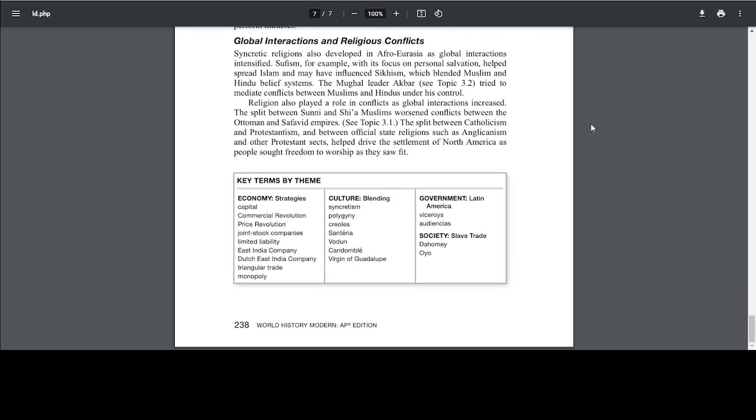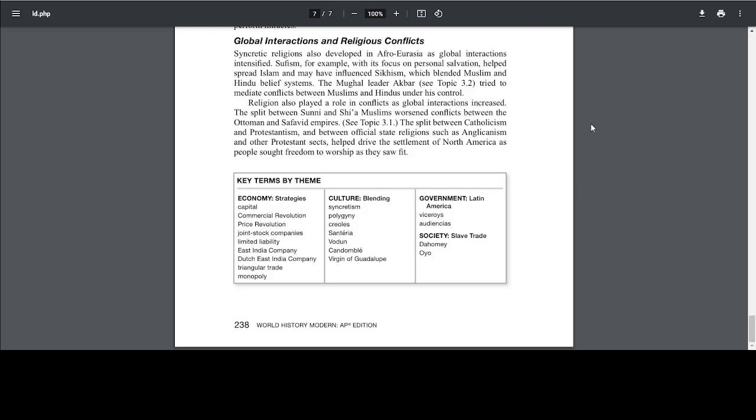Global interactions and religious conflicts. Syncretic religions also developed in Afro-Eurasia as global interactions intensified. Sufism, for example, with its focus on personal salvation, helped spread Islam and influenced Sikhism, which blended Muslim and Hindu belief systems. The Mughal leader Akbar, see topic 3.2 or a previous video on our channel, tried to mediate conflicts between Muslims and Hindus under his control.